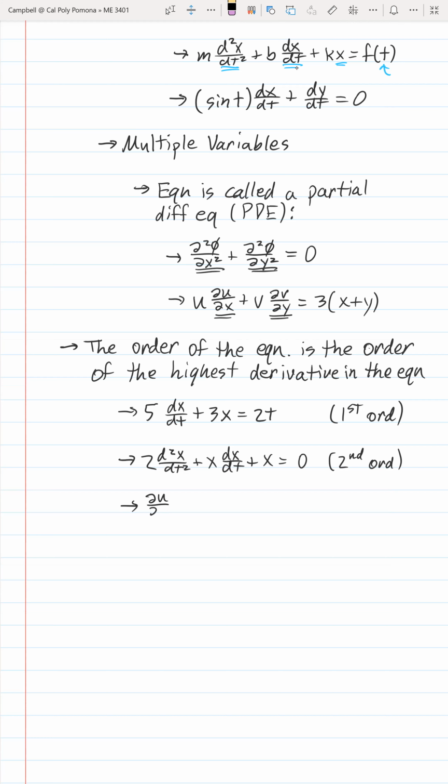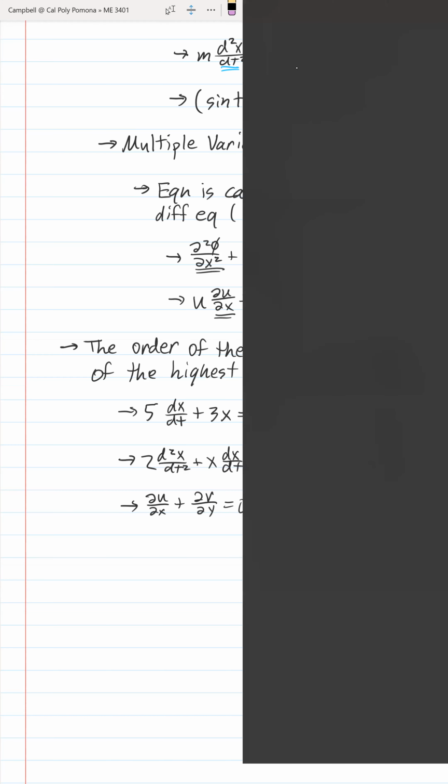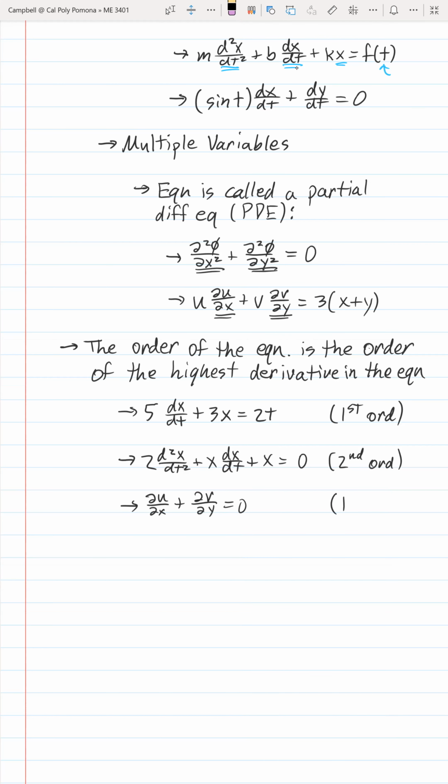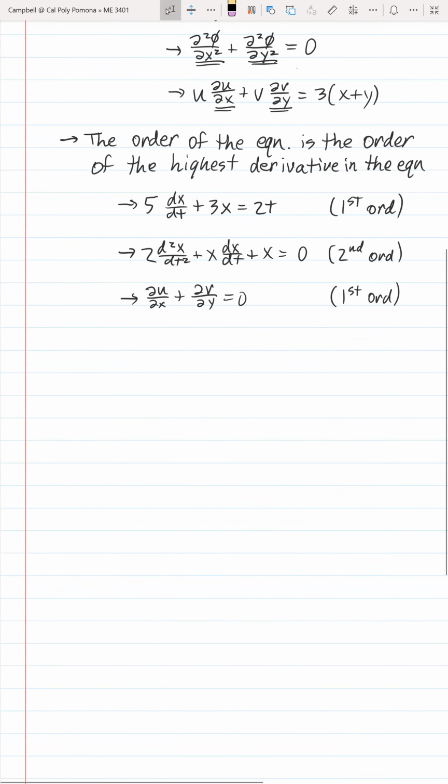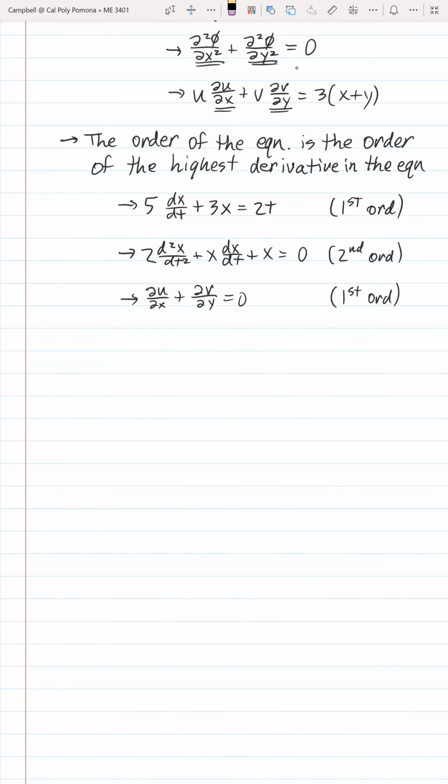So how about du/dx plus dv/dy equals 0? Well, those are both first order derivatives, and so this would be a first order differential equation, but a partial differential equation. Now, again, if you're familiar with fluid mechanics, you might recognize that as the incompressible continuity equation. So that's kind of another fun one in there. And if you haven't had fluid mechanics yet, you can maybe start to appreciate that fluid mechanics has all sorts of fun math associated with it.